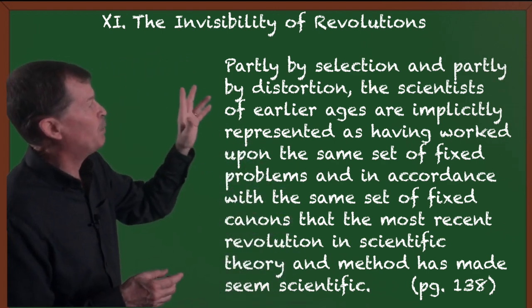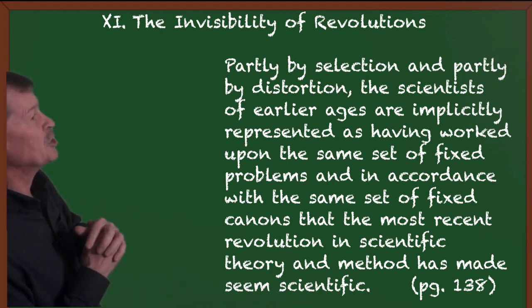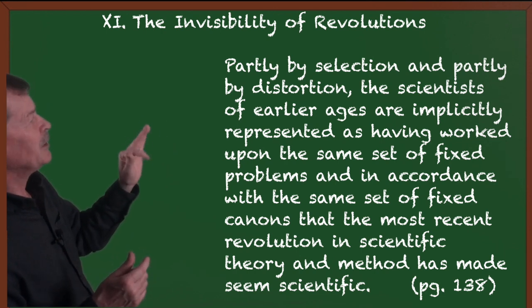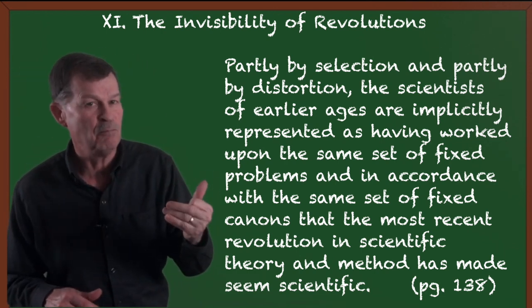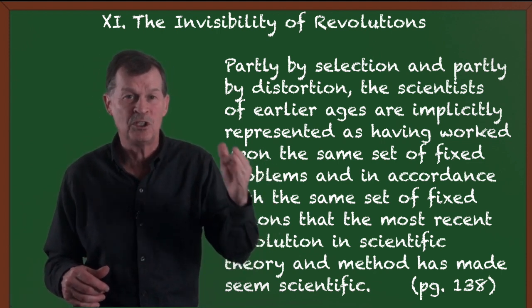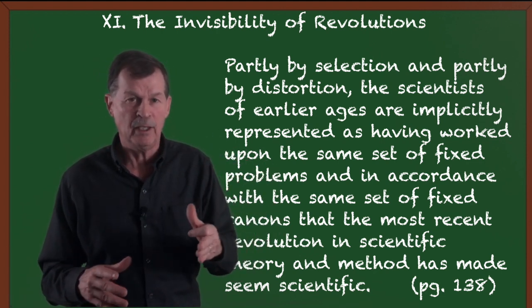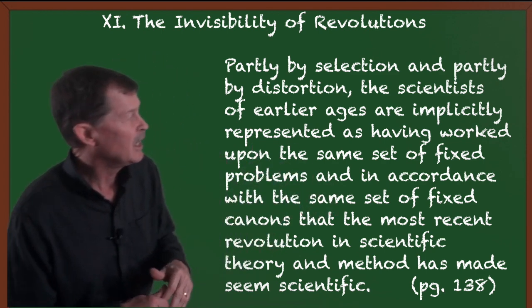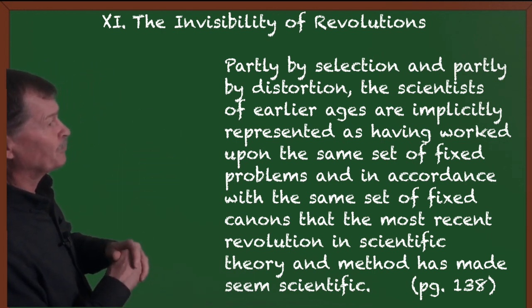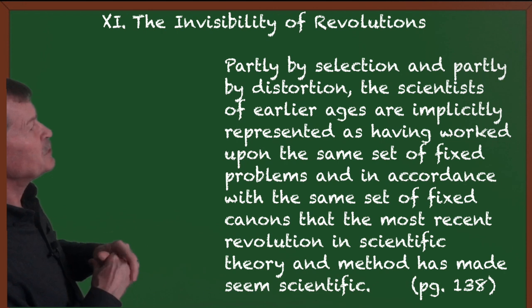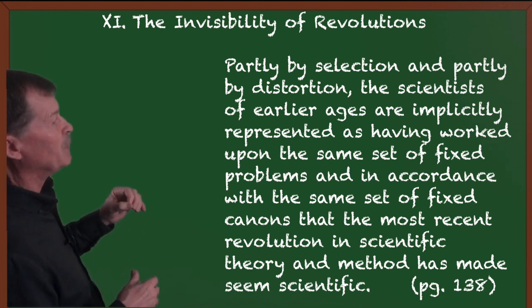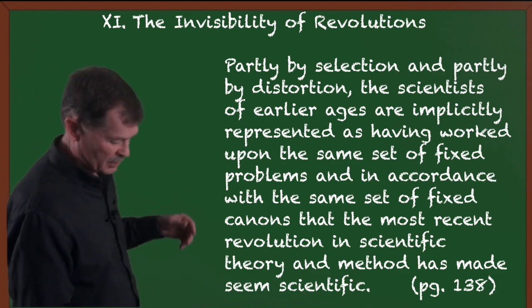That has been changed partly by selection and partly by distortion. The scientists of earlier ages are implicitly represented. So many of the founders of many of the subdisciplines in the science world today founded their discipline because they were Christians and because they did believe in a God that had created everything with order. As having worked upon the same set of fixed problems and in accordance with the same set of fixed canons that the most recent revolution in scientific theory and method has made seem scientific.